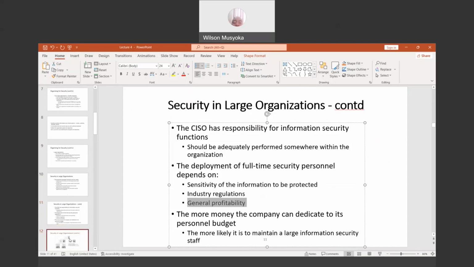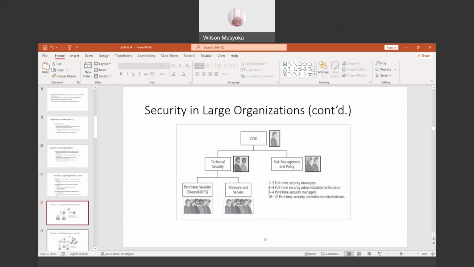And when you look at it in those large organizations, you will have maybe the Chief Information Security Officer at the top. Then you're going to have the technical security team. These are the people who can be able to configure access levels. They are able to configure the firewalls. They are able to secure the server. They are also able to analyze malicious software within the servers, and that is it.